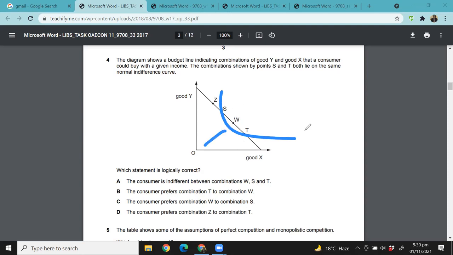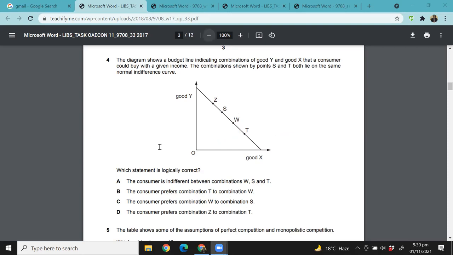So if that is the case and indifference curves are parallel, then this means that W will be on a higher indifference curve, and the higher an indifference curve is from the origin, the higher the utility it has, the more preferred it is. So that's why W is preferred to S, right? Okay, now moving to the next question.